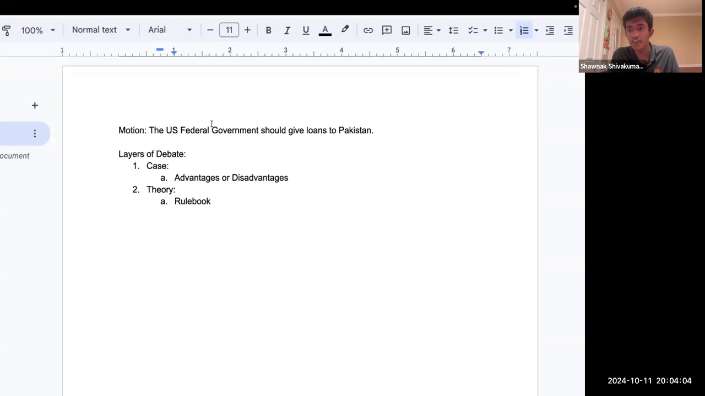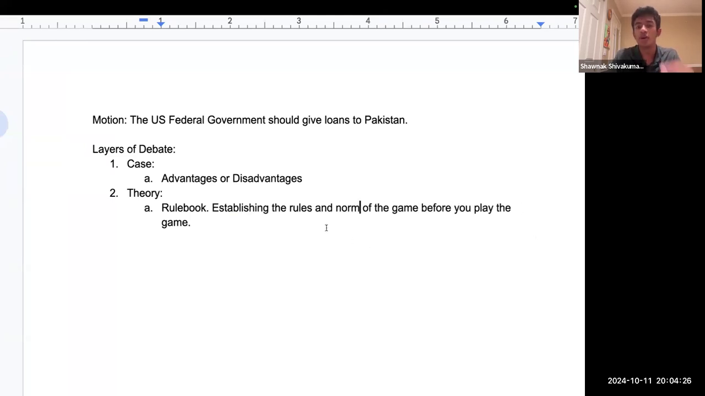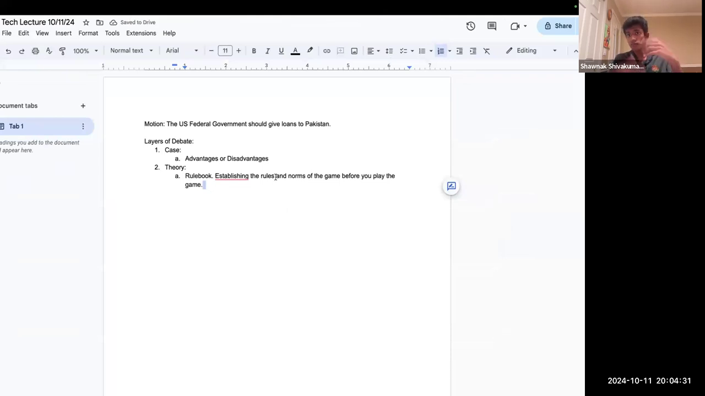You need to know how much money to give to people. You need to know that you roll a dice on your turn and then give the dice to the next person. So theory is effectively a rule book. I'll explain this term later, but we're going to call it establishing the rules of the game before you play the game. I'll make a little amendment and say norms, because as we'll later learn, there are not a lot of rules in debate other than speech times.